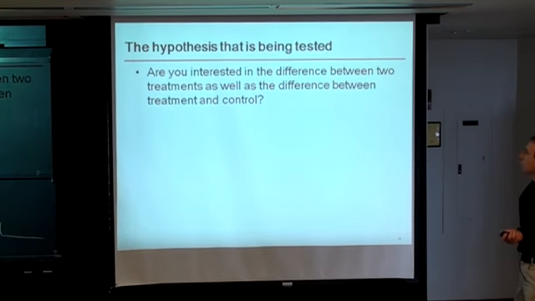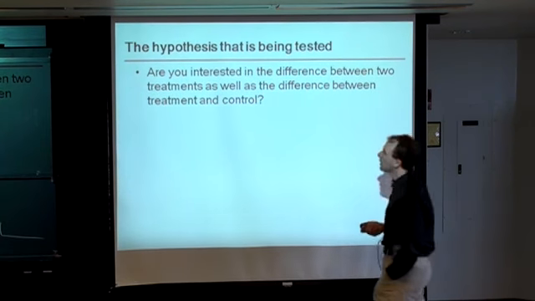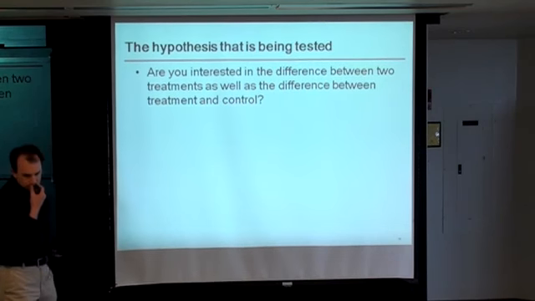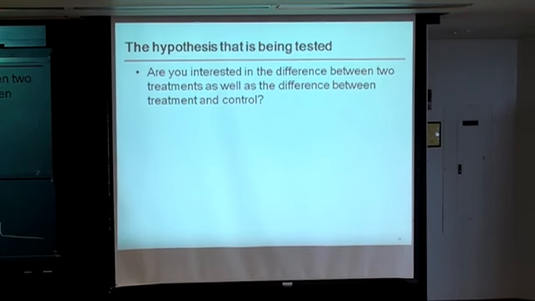And the final thing we want to mention is the hypothesis being tested, which is the more things you want to test, the bigger your sample is going to need to be. So for example, are we interested in the difference between two treatments as well as the treatment versus control? If so, then we need a much bigger sample, because we not only need to be able to tell the treatment versus the control, but we also need to be able to tell the two treatments from each other.